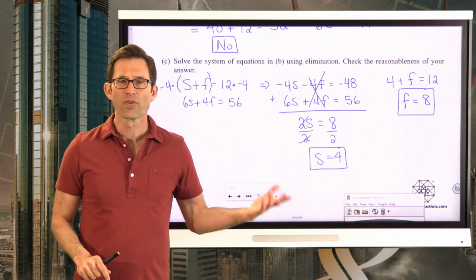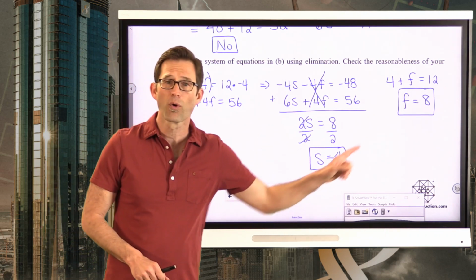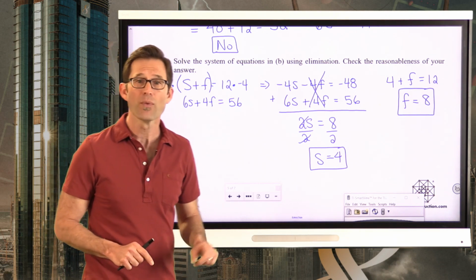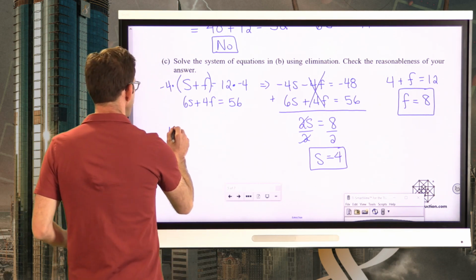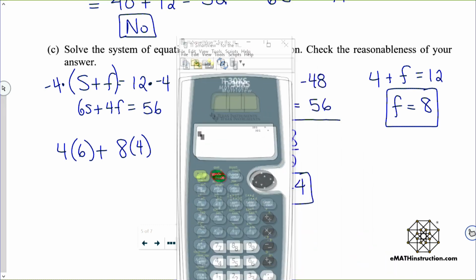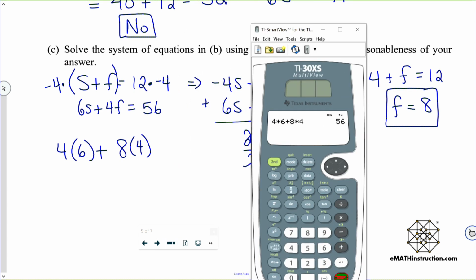Now, that whole check the reasonableness of your answer, well, that's simple. Do I have 12 tables? Yep, 4 plus 8 is 12, right? Can I sit 56 people? Well, if I can, then I'll have those 4 tables times 6 plus those 8 tables times 4. I could always just take my calculator out really quick to do that. 4 times 6 plus 8 times 4, and I get my 56 people. So that really is doing a check, right?